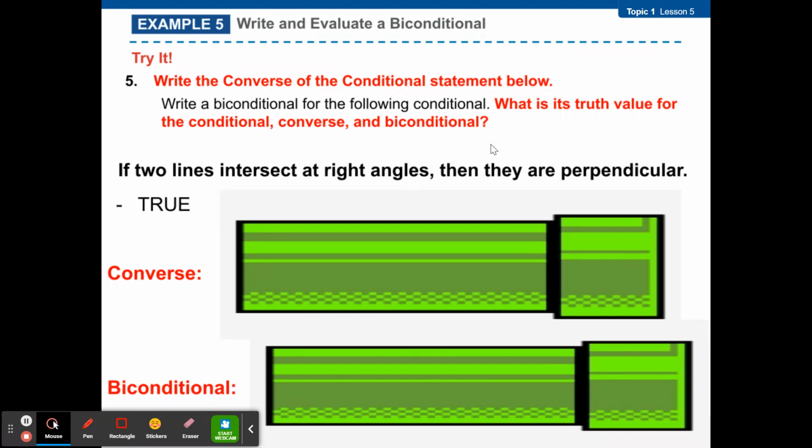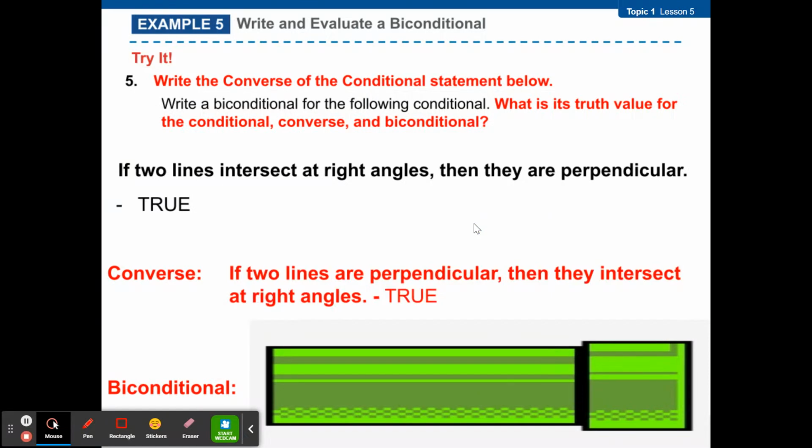Okay, let's check out the converse. Who would like to give me the converse? Go ahead. Very good. Would this be true or false? Very good. Two lines perpendicular, then they intersect at right angles. So there's our converse. So now we have a true conditional and we have a true converse, which means we do have a biconditional statement.